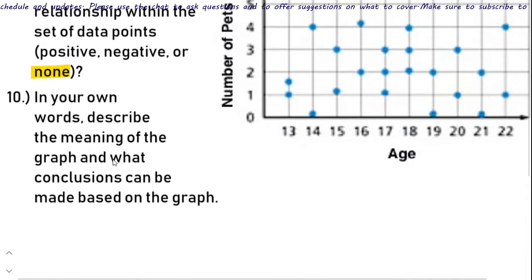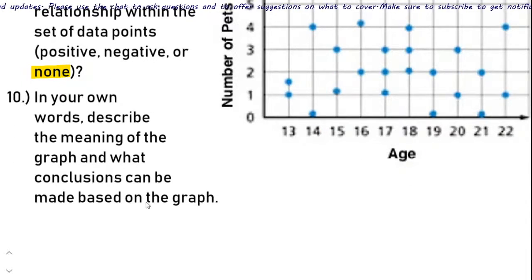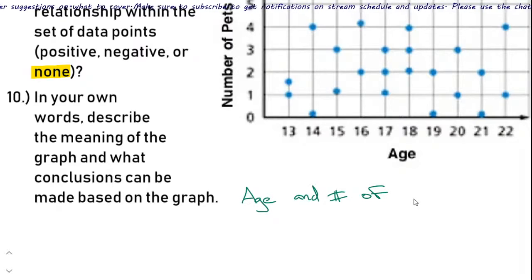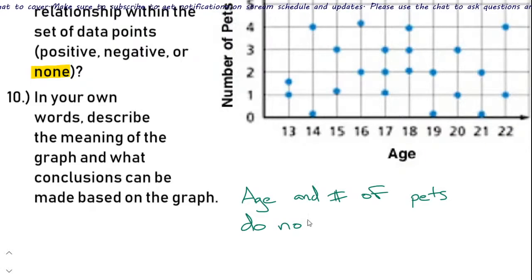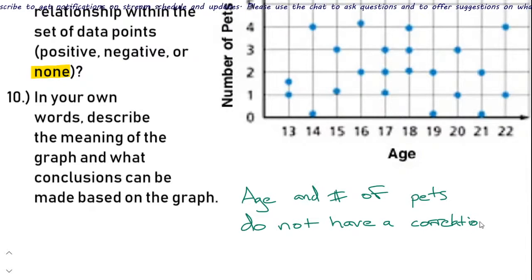So in your own words, describe the meaning of the graph and what conclusion can be made based off the graph. So if there's no trend, we can't really determine anything from the graph. So age and number of pets do not have a correlation. They do not have a relation or trend or relationship, so we wouldn't be able to guesstimate off the data.